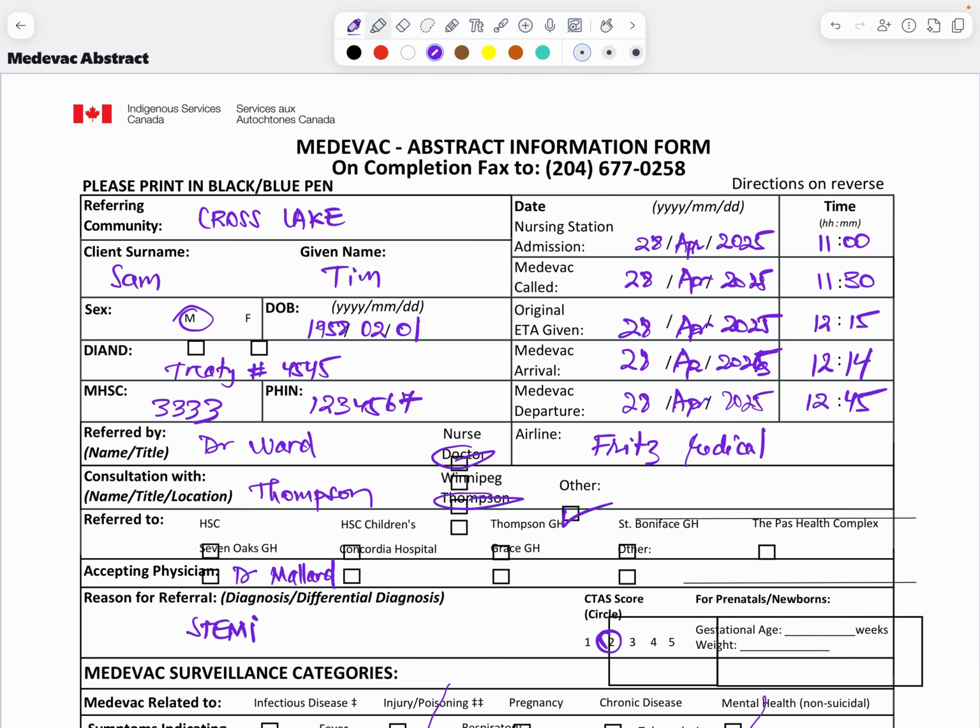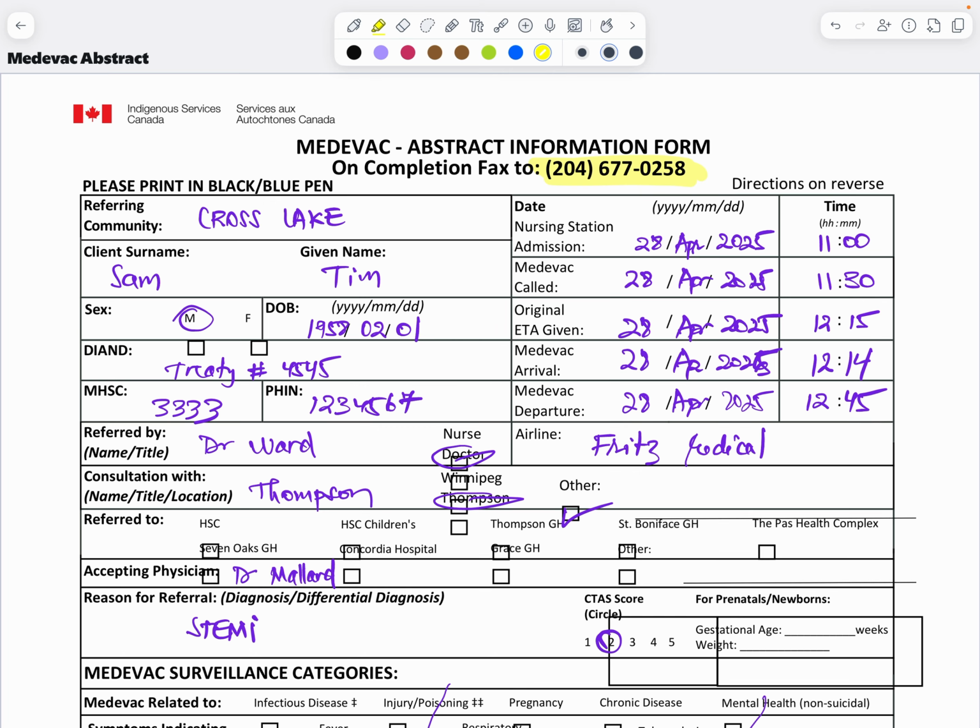And notice here, there is a fax number, right? It will tell you on completion, fax it here. In the big printer in the nursing station, you will see these numbers already pre-programmed. If the patient is going to Thompson, there will be a pre-programmed fax for Thompson. If they are going to Winnipeg, it will be very precise. You will send it to Winnipeg.